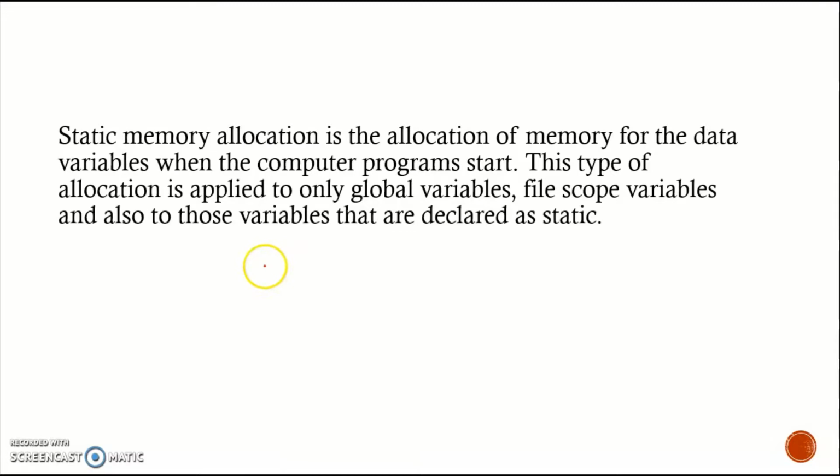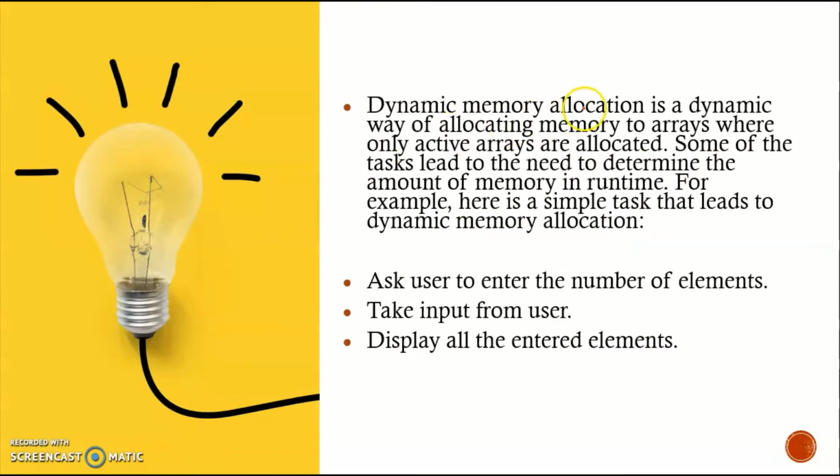Okay, so array involves static memory allocation, such as allocation of memory for data variables when the computer program starts. This type of allocation is applied only to global variables, file scope variables, and also those variables that are declared static. Okay, there's another one called dynamic memory allocation. In this way, only active arrays are allocated. Some of the tasks lead to the need to determine the amount of memory in runtime.